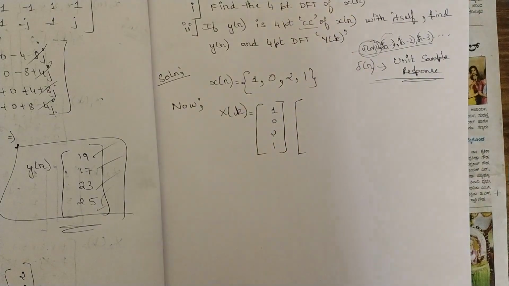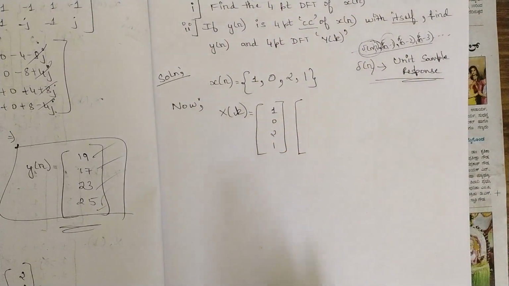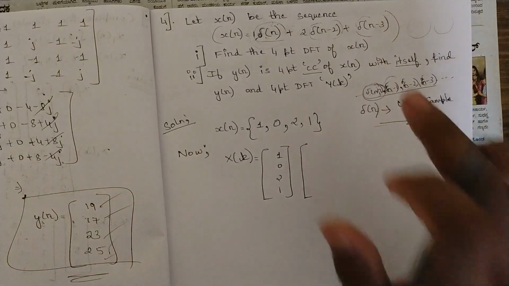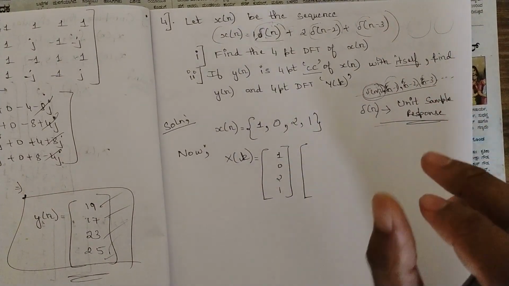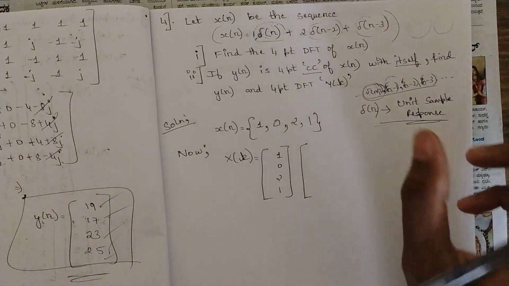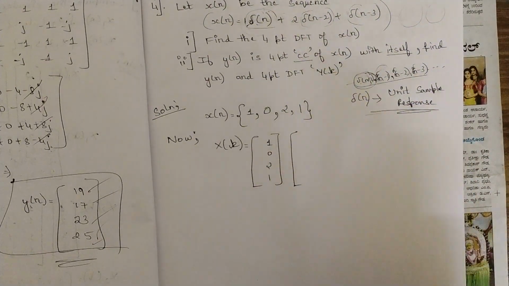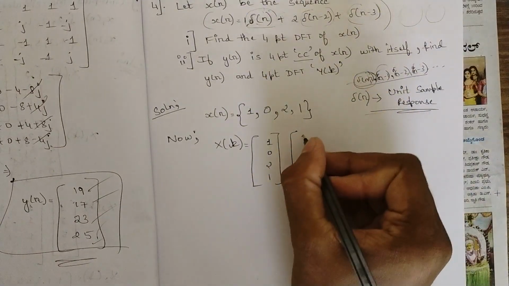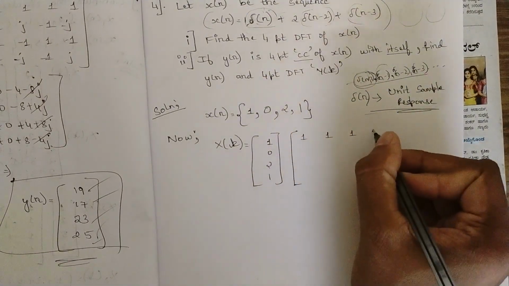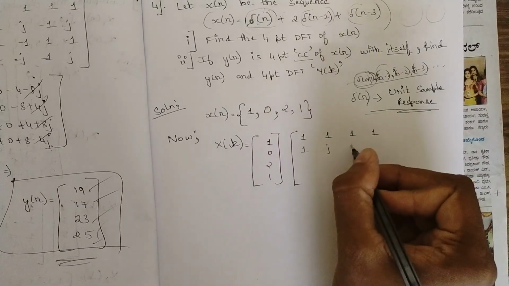Okay, I prefer you guys to do it with the matrix method. Sometimes they would mention in the question specifically whether you should use the matrix method or the formula method. Okay, at that time you should do it that way, but if they don't mention it, I suggest you all do it using the matrix method only. Okay, yeah, so 1 1, this is again a 4 cross 4 matrix, so that's why I'm writing it.